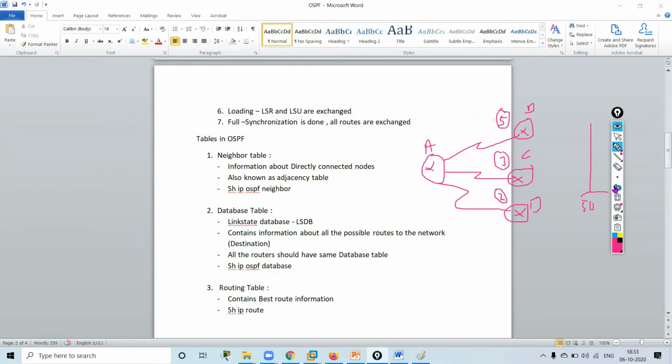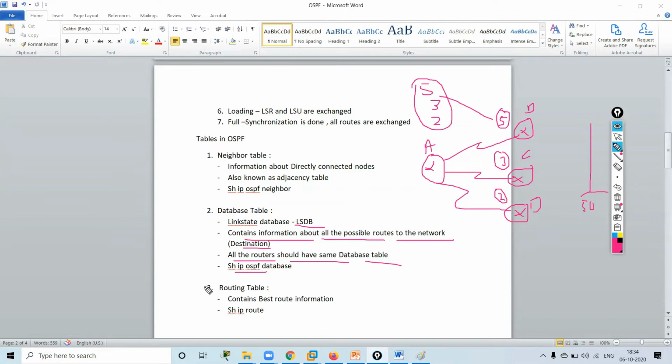Now in OSPF, what will happen? All of these routes, these 5 routes, these 3 routes, and these 2 routes, will be stored in the LSDB, which contains information about all possible routes to the destination. All possible routes will be stored in the LSDB. Now all routers should have the same database table within the area. To see the database table, you give the command show IP OSPF database.